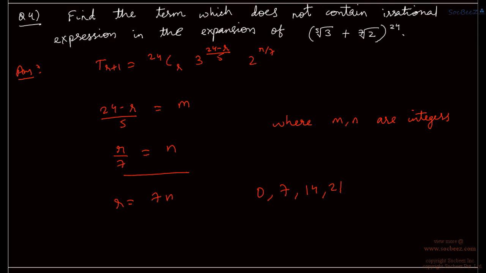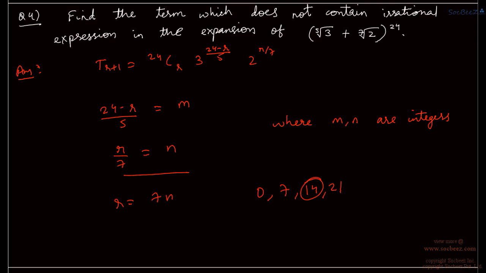Substituting them in the first equation, we see that (24 minus 0)/5 will not give an integer, (24 minus 7)/5 will not give an integer, (24 minus 14)/5 is 10/5, that is 2, that is an integer, right? So R is equal to 14, and then let us take 21. (24 minus 21)/5 is 3/5, again not an integer. So only R equal to 14 can give us a term which does not contain an irrational expression.